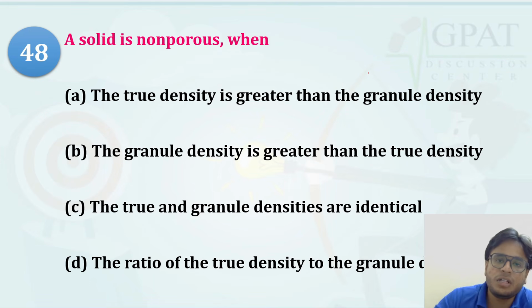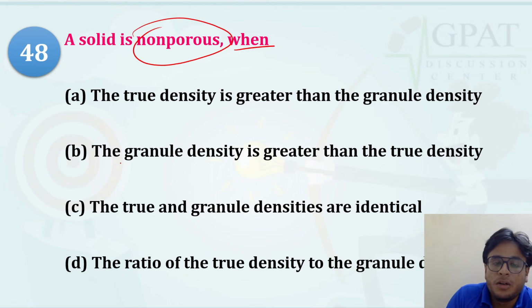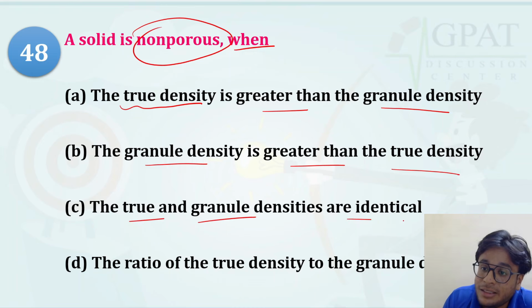Moving towards our next question: if a solid is non-porous in nature, then what is the true statement for it? Option A is the true density is greater than the granular density. Option B is the granular density is greater than the true density. Option C is the true density and the granular density are equal. And option D is the ratio of true density and granular density is 0.5.